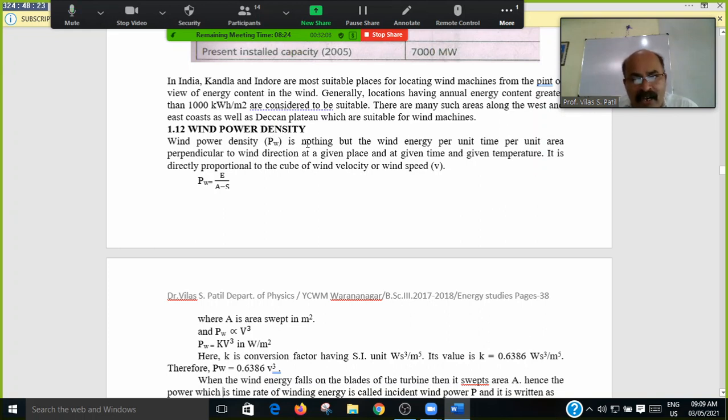The wind power density will be denoted by the letter PW, and it's nothing but the wind energy per unit time per unit area perpendicular to wind direction at a given place and at a given time and given temperature. What is the wind power density? It is directly proportional to cube of the wind velocity or the wind speed V.